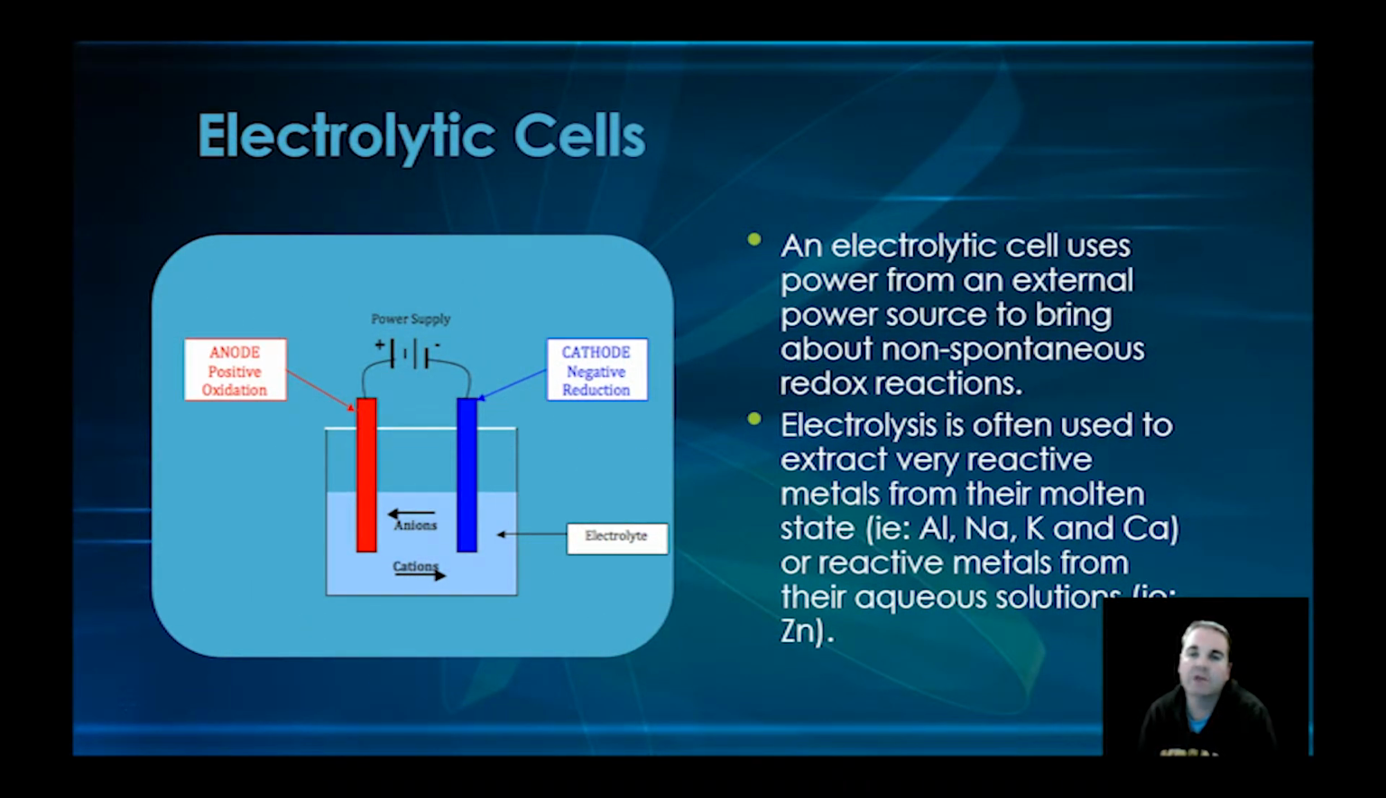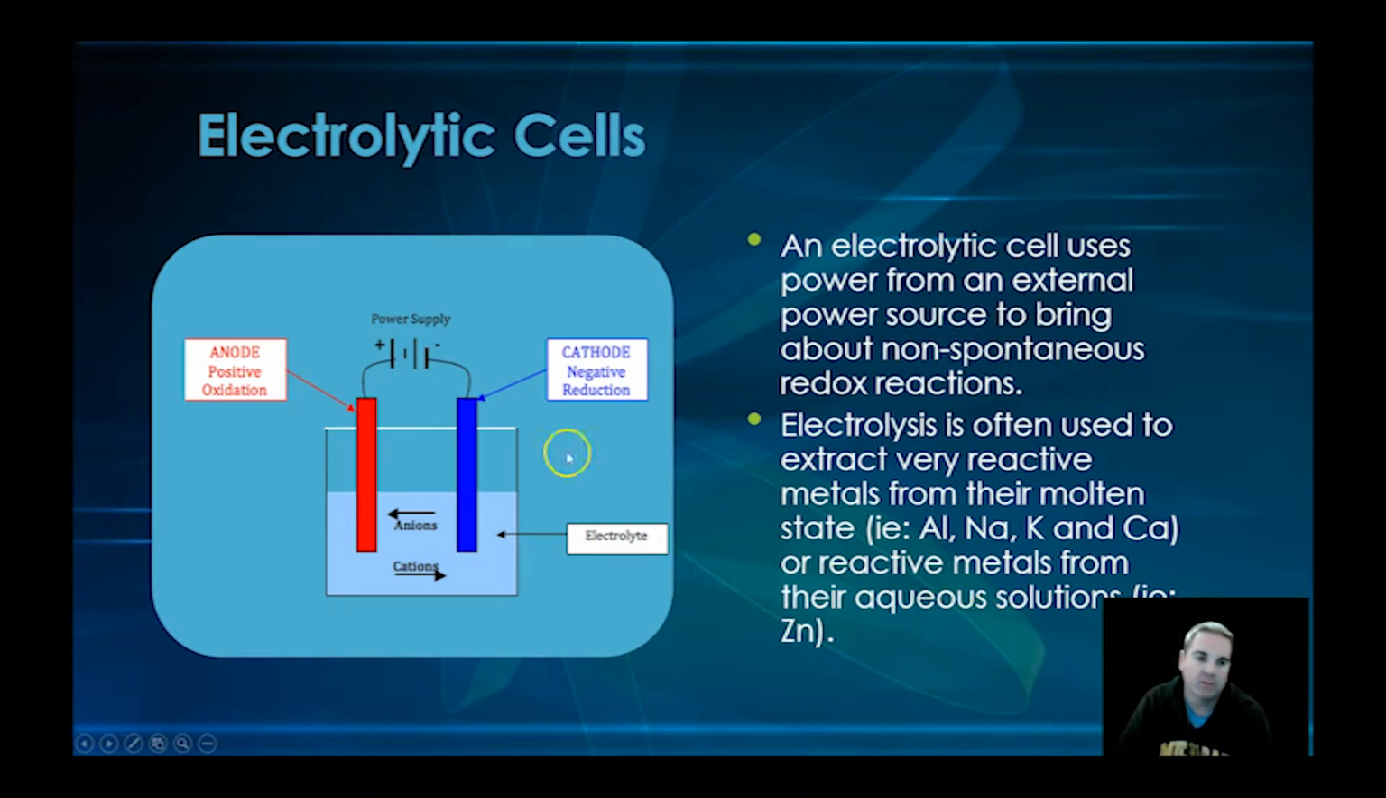Now, electrolytic cells are kind of the reverse, or the matching pair, to electrochemical cells. Where an electrochemical cell takes a spontaneous chemical reaction to produce electricity, electrolytic cells require electricity to produce a chemical reaction. The reactions we're looking at are non-spontaneous ones. That means they won't readily occur unless we put energy in. In particular, we're going to focus on using this to extract very reactive metals from their molten state, or reactive metals from an aqueous solution. I'll look at that in a little more detail.